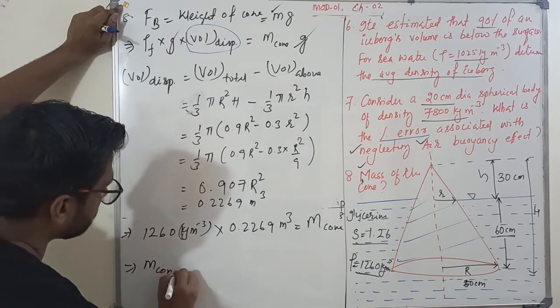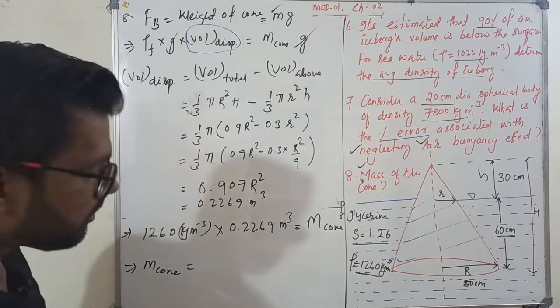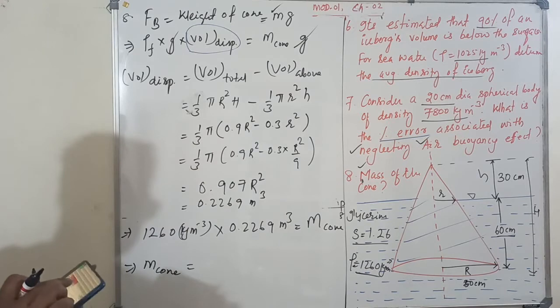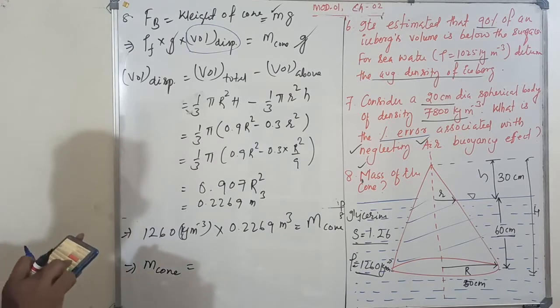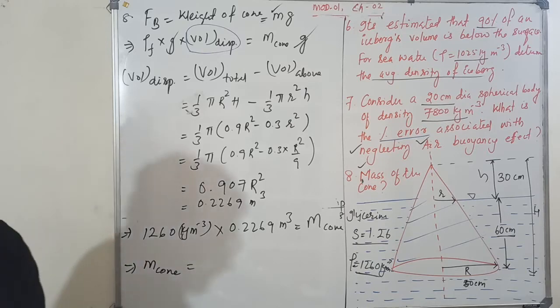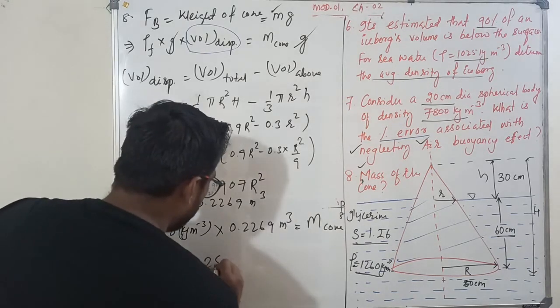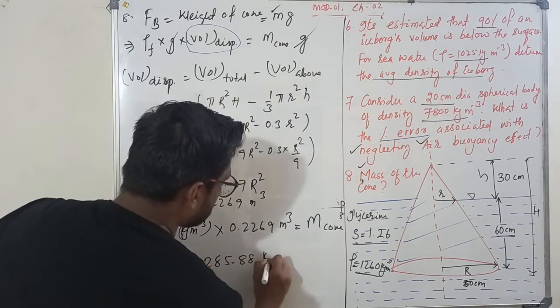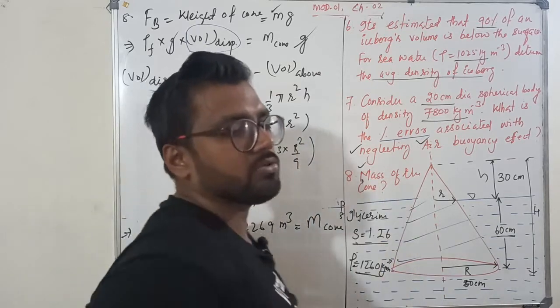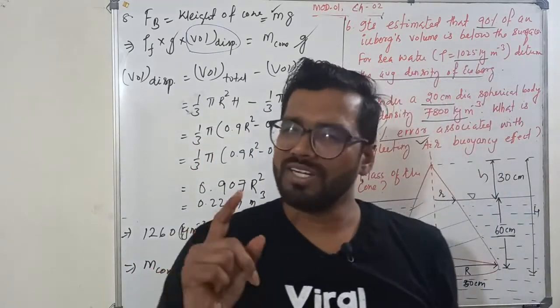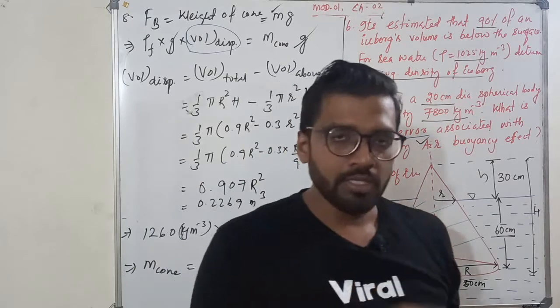So what is the mass of the cone you got? 0.2269 multiplied by 1260. So the mass of the cone I am getting is 285.88 kg. So this is the total mass of the cone. Understood? Little tricky but easier question.